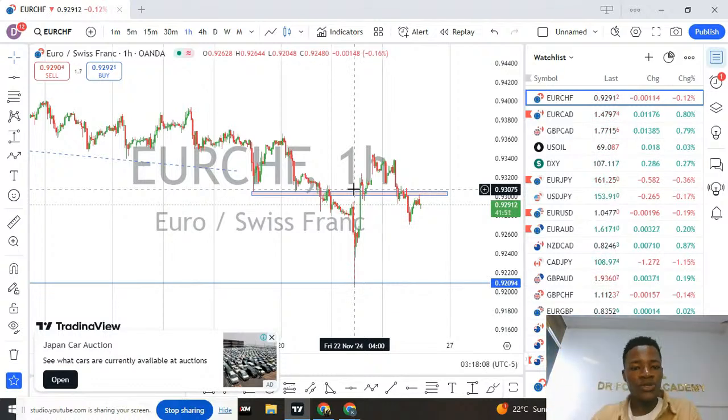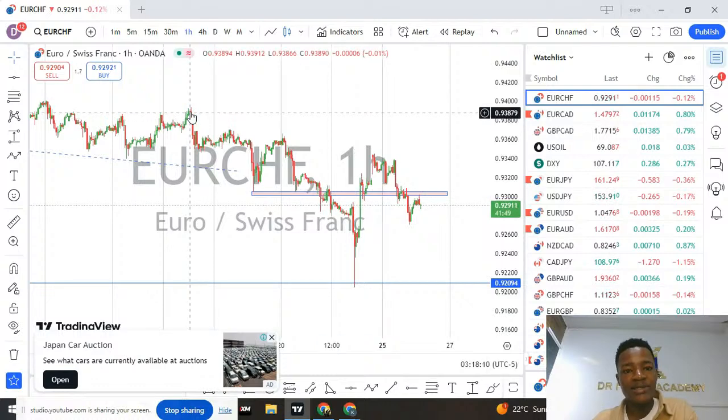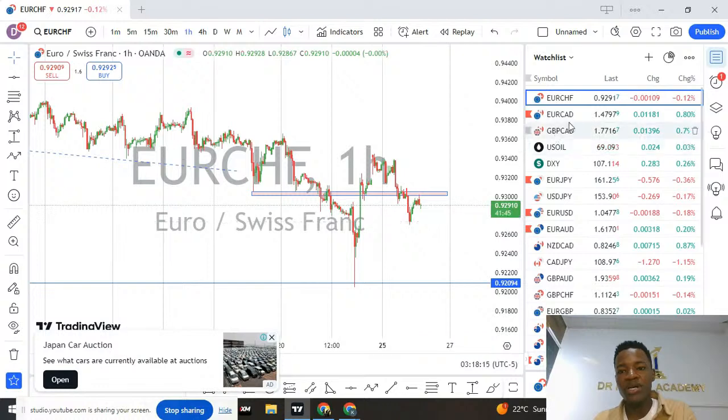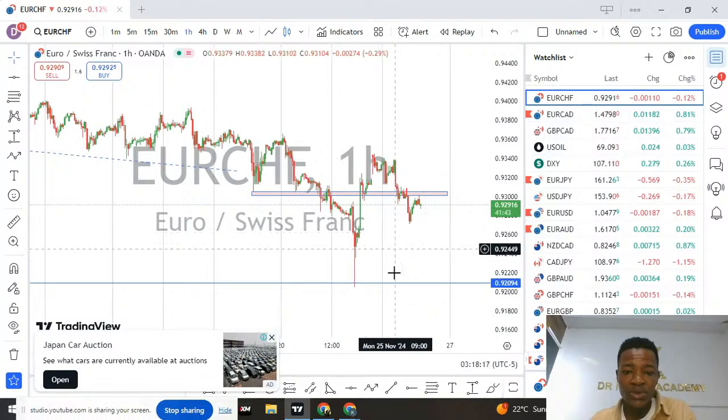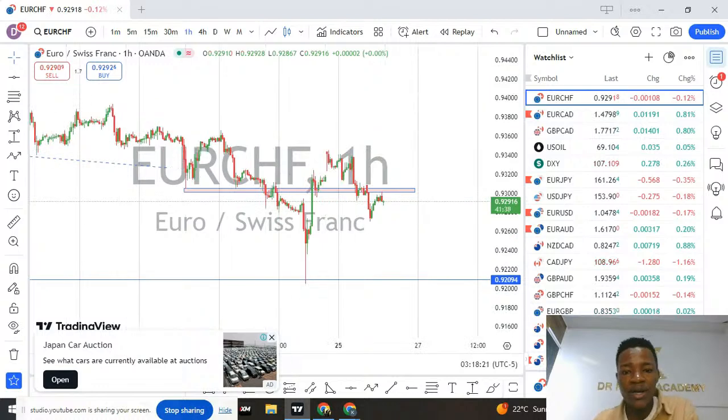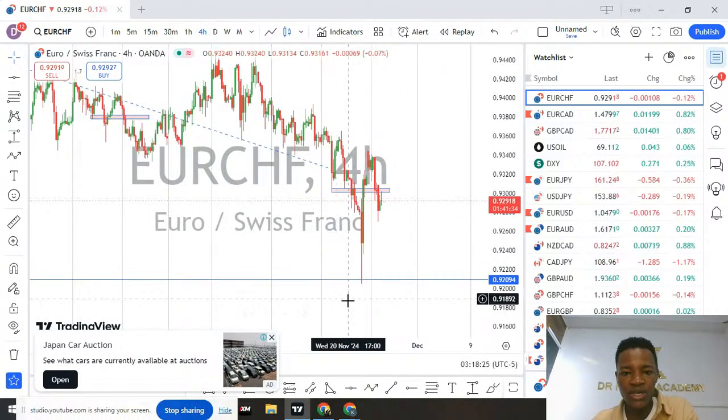Okay, so on EuroCHF, I've said this market is still bearish, and I'm still bearish on this market because the whole bias of it is bearish. Let's go to EuroCAD. Currently, the reason why I'm not talking about it is that there's no entry for me on these pairs, because I can clearly see an entry on EuroCHF here.